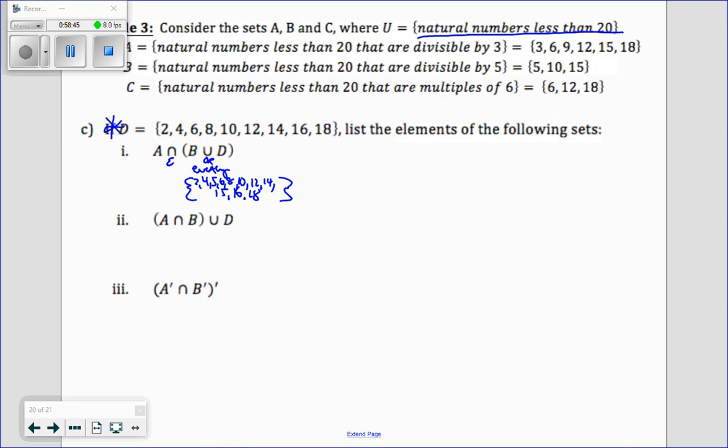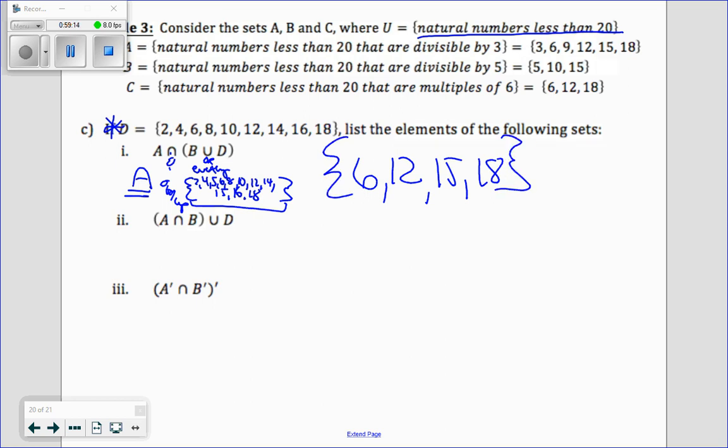This means now "and". So what is the overlap between A and that guy? So what is overlapping? What's in both? 3 is not in both. Is 6 in both? Yep. Is 9 in both? No. Is 12 in both? Is 15 in both? And is 18 in both? Yes. Now again, can you do that without writing this down? Oh, I'm sure you can, but I'm not that person. Okay.